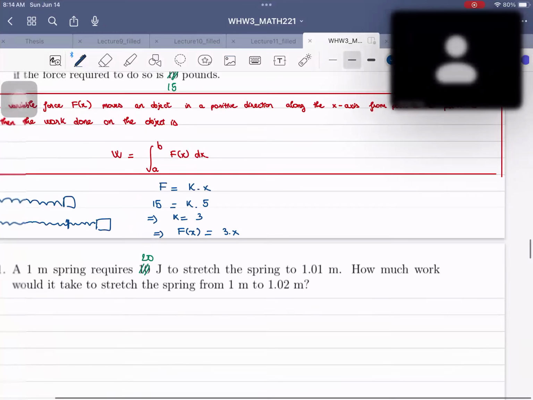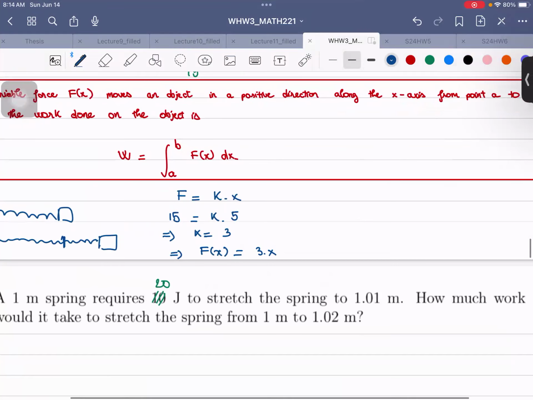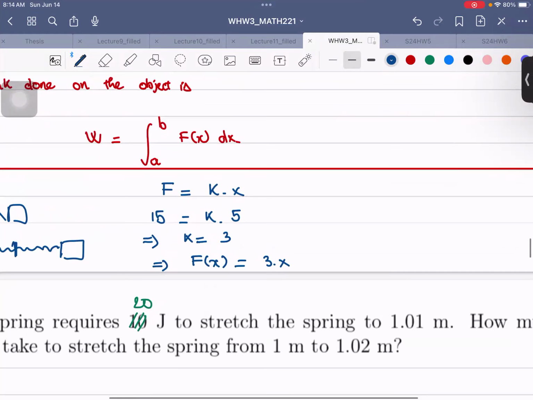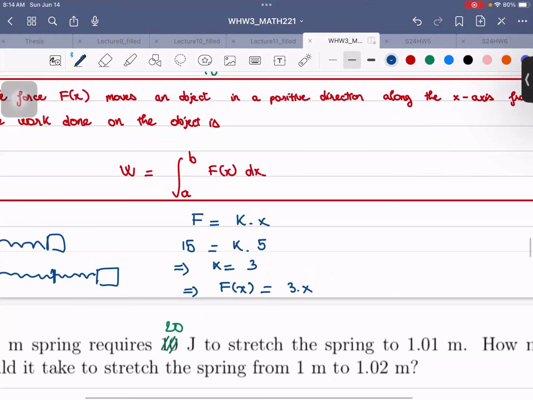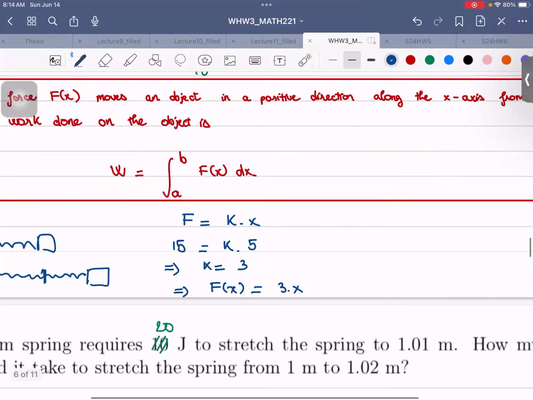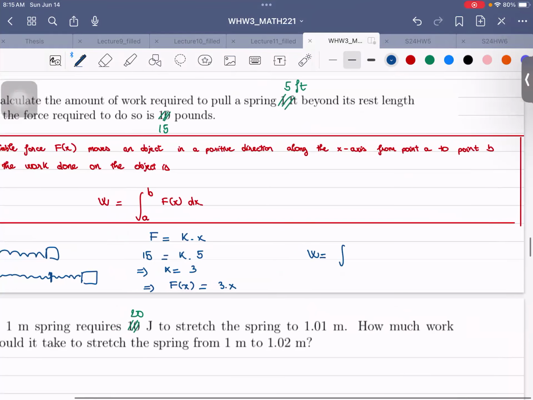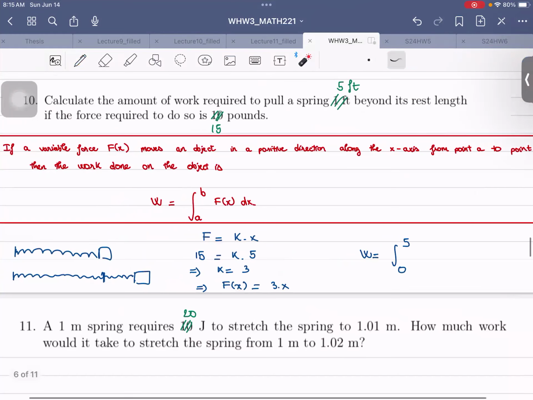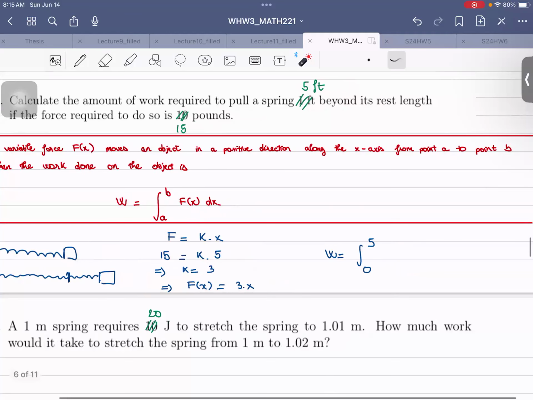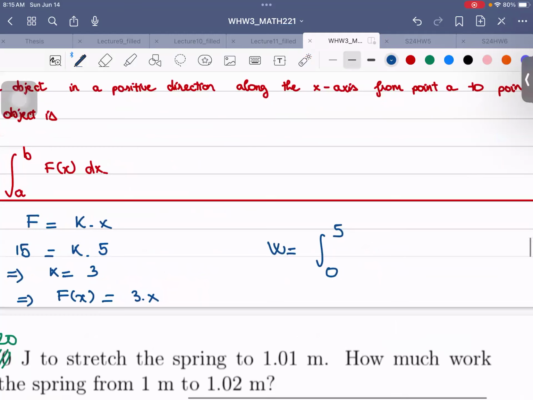Sorry, I just accidentally stopped the recording, but over here you have the function 3 times x. So now you can find the work. The work is the integration from 0 to 5 because initially your spring is at rest and you take it 5 feet beyond its natural length. So that means you have to move an object from 0 to 5 feet. Okay, and then the forcing function is 3x dx.